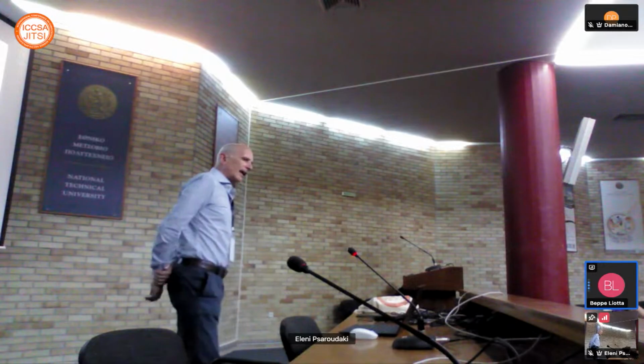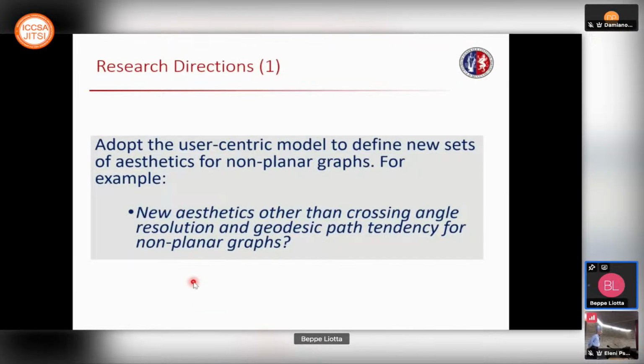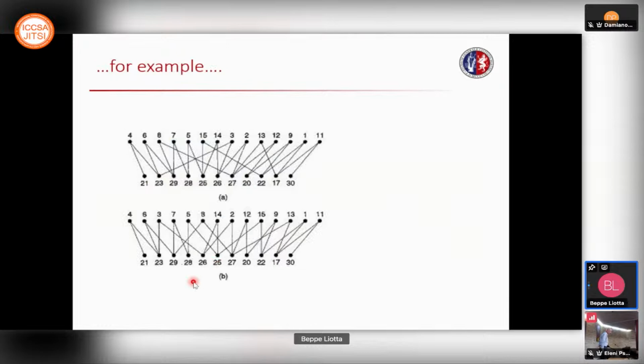One direction that I find particularly interesting is to further explore this user-centric model, to define new sets of aesthetics for graphs that require crossings in their drawings. For example, are there new aesthetics other than the crossing angle resolution and the geodesic path tendency? And here I have a second little experiment for you. Look at these two visualizations of two networks and tell me which one you find more readable, A or B?